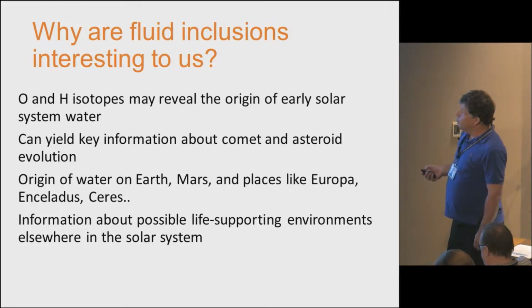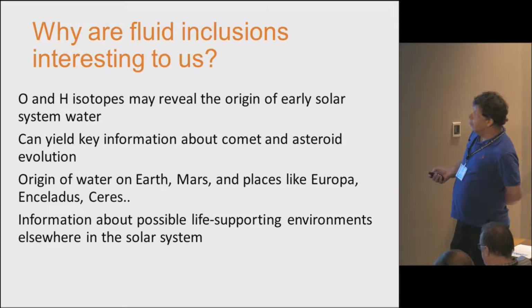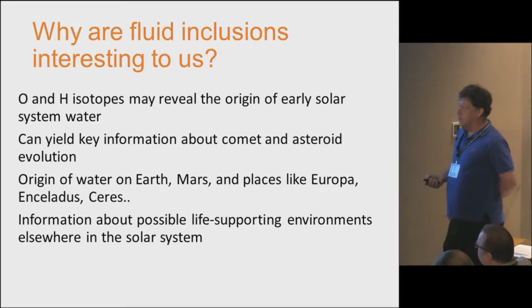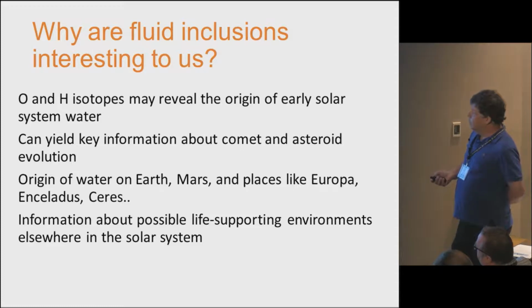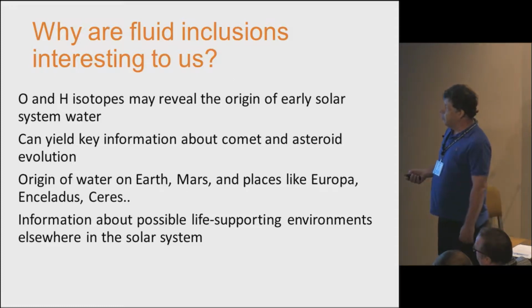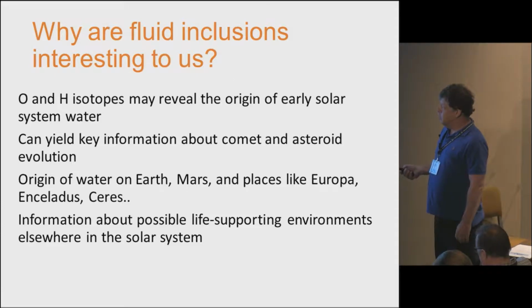So why are fluid inclusions interesting? Well, it's obvious to this crowd why they are. If you could measure the isotopes of the water, you could reveal something about the early history of the solar system water. And it took about 15 years for techniques to develop until we could do this. We can provide, hopefully, key information about comet and asteroid aqueous evolution. Maybe something about the origin of water on the inner planets and some of these ocean-bearing worlds. And maybe also learn something about life-supporting environments elsewhere in the early solar system.